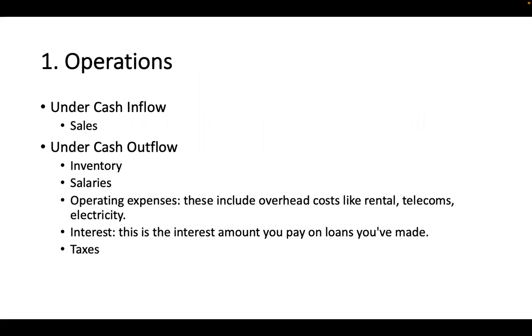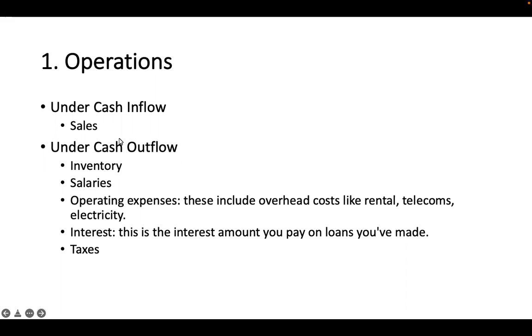Okay. So the first type of category is the operations. Under the operations, these are our subcategories. Okay. So this can be varied based on the nature of the business and the type of organization, but operations would be the same irrespective of the company you are preparing a statement for. Okay, so operations: under cash inflow, sales.